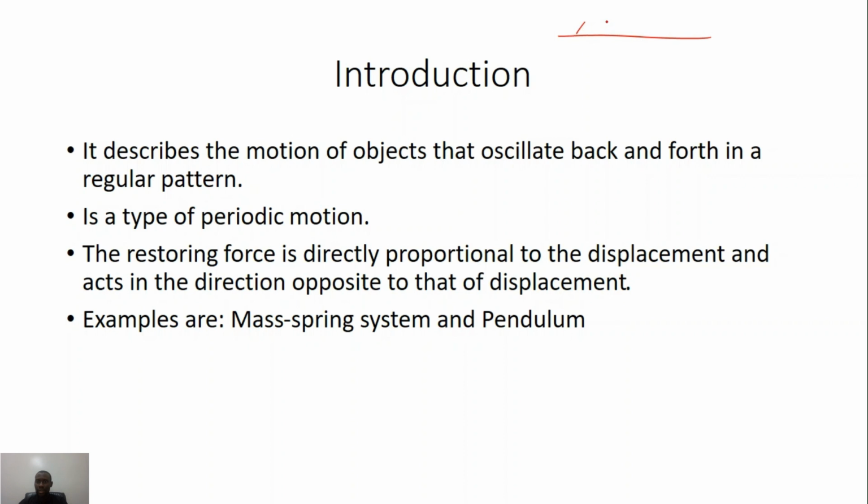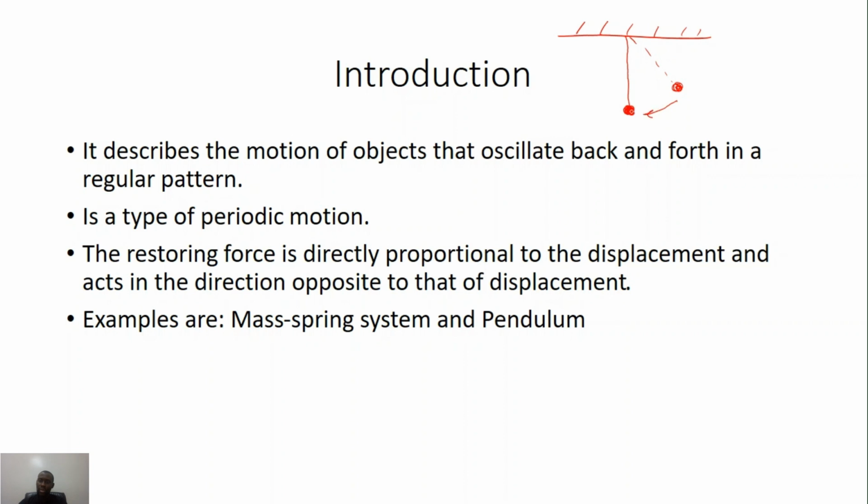Let's say a string tied to a body is tied to the roof and the body is made to be suspended. If this body is displaced to a position like this and it is released, what we witness is that the body will tend to move back to its equilibrium position.